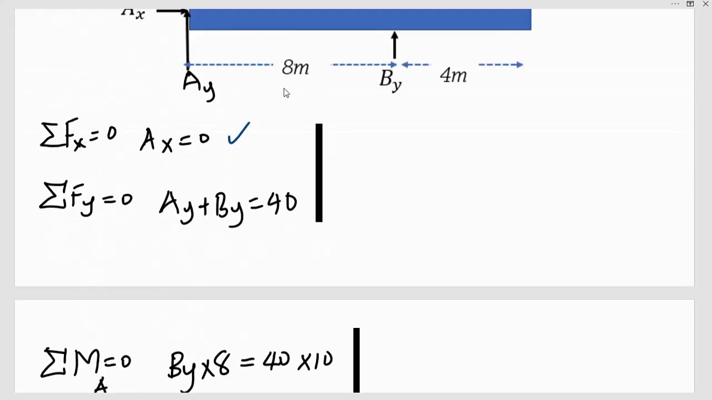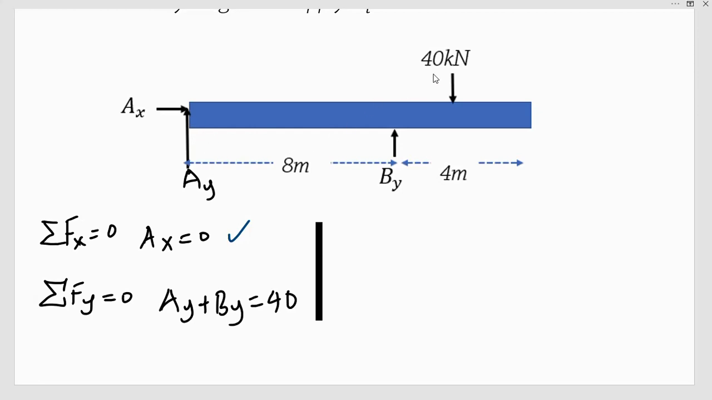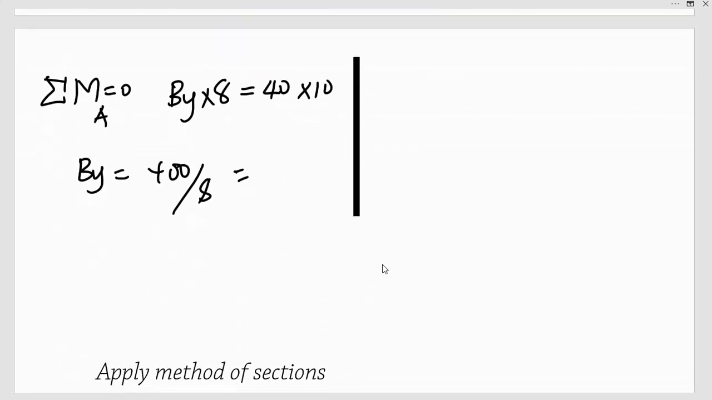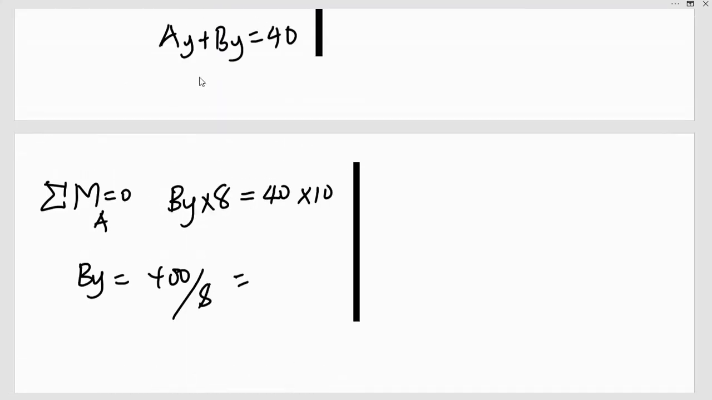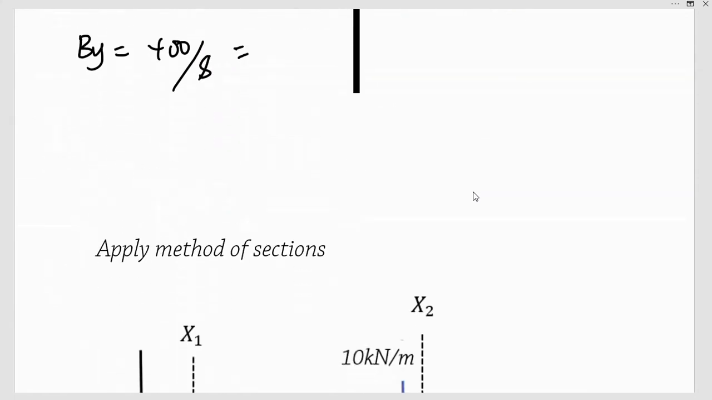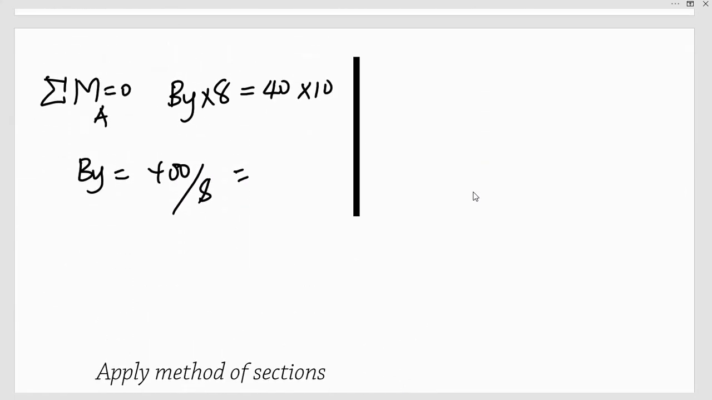Sum of moments about A: the 40 kilonewtons is in a clockwise direction, and the BY reaction is in an anti-clockwise direction. So BY times 8, because the distance from the line of action of B to this point A is 8. Then the 40 kilonewtons is at a distance of 8 plus 2 from A, so it will be 40 times 10. At the end of the day, BY is equal to 400 divided by 8, which is equal to 50 kilonewtons.